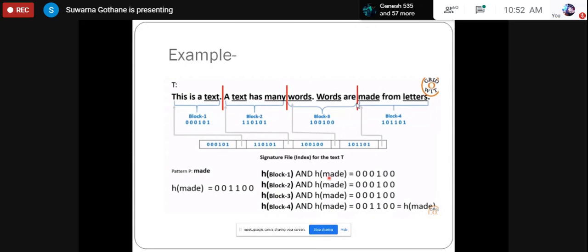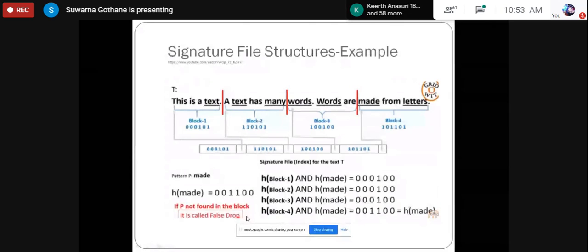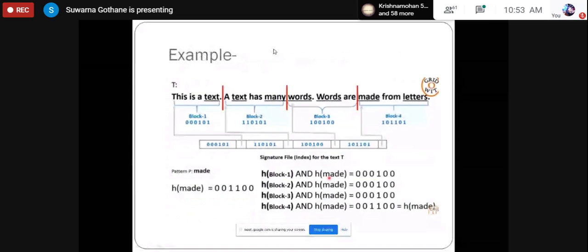Information retrieval system, this is the word. If it is a match, then it is going to be answerable to the client. If the block is not found, then it is called a false drop. This condition is called a false drop. If the particular word which the client is interested to look for is not available, then it is called a false drop. This concept is called a signature file.